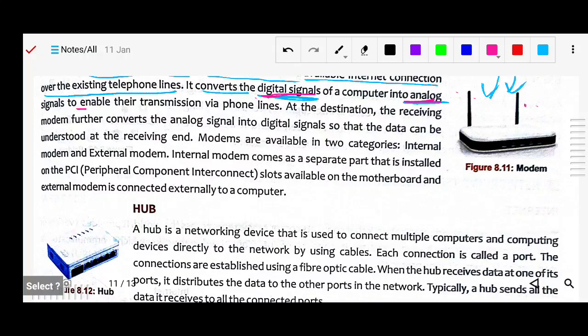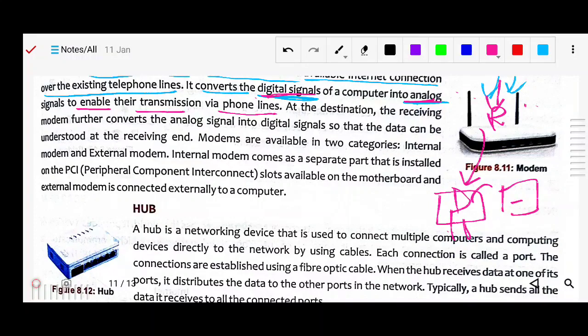This enables transmission via phone lines to the destination, at the receiving modem. So there are two modems: from here the signal was received by this modem, and there is one more destination modem. The signal was transmitted in analog form, and at the destination the receiving modem further converts the analog signal into digital.